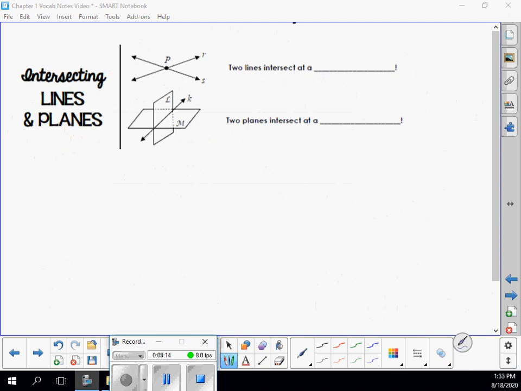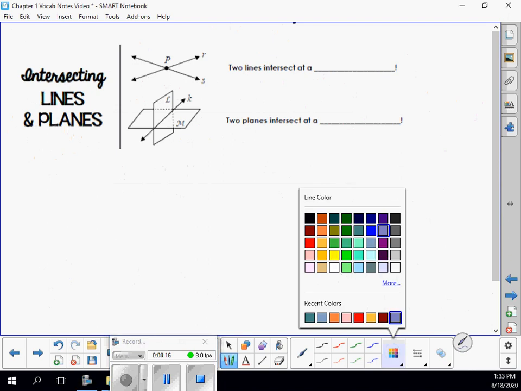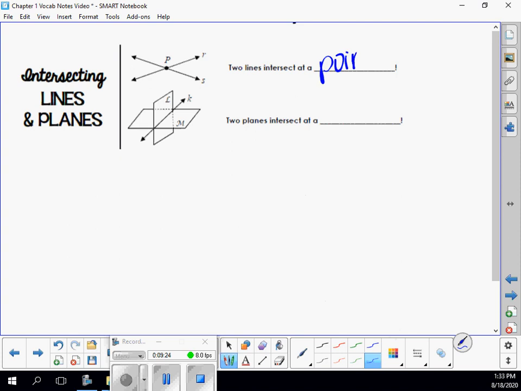You don't see this on your notes, I don't think, but at least write it down someplace. So you might want to pause it once it's filled in. Two intersecting lines always intersect at a point. So my two intersecting lines are R and S, and they hit at this single point P. Two planes, in this case it's L and M, those always intersect at a line. And if you see, the line is line K.